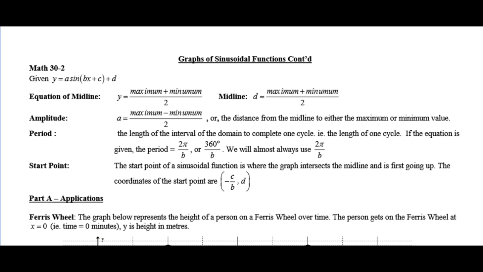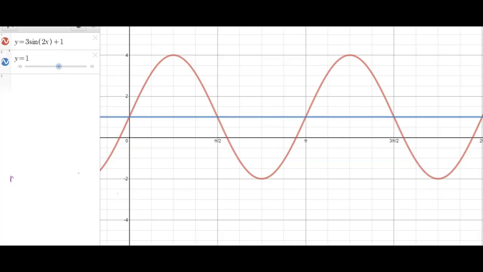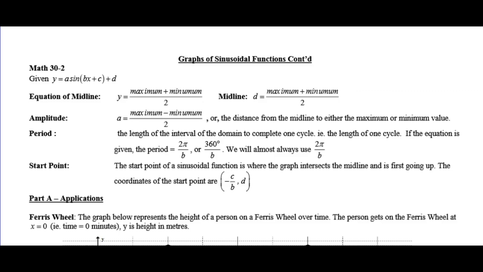The equation of the midline: now it's a line, so it's got an equation. It's y equals... go back here. This is the line y equals 1. There it is, the blue line. So what you're going to do is figure out the maximum value and the minimum value off the graph. Once I have those two numbers, the middle is halfway between, and I can calculate it: max plus min over 2.